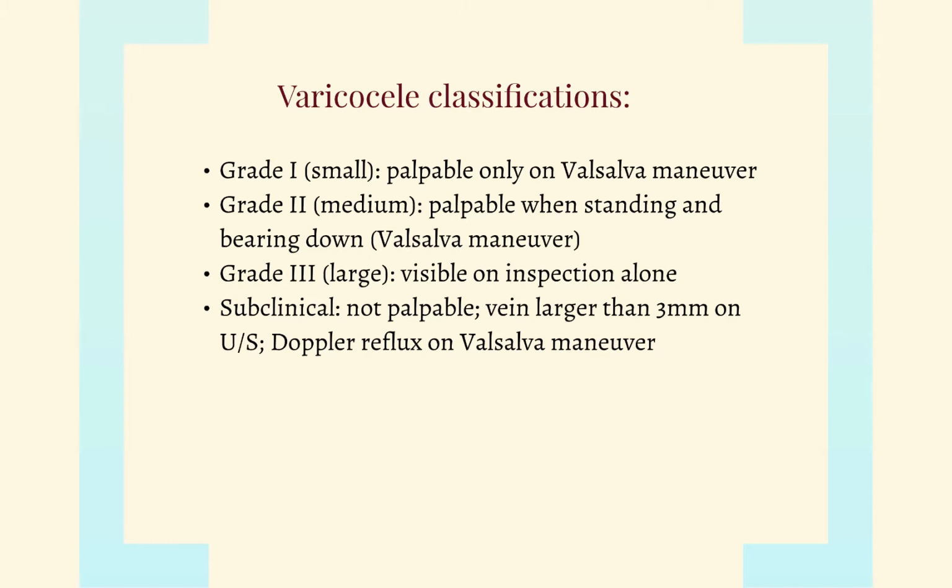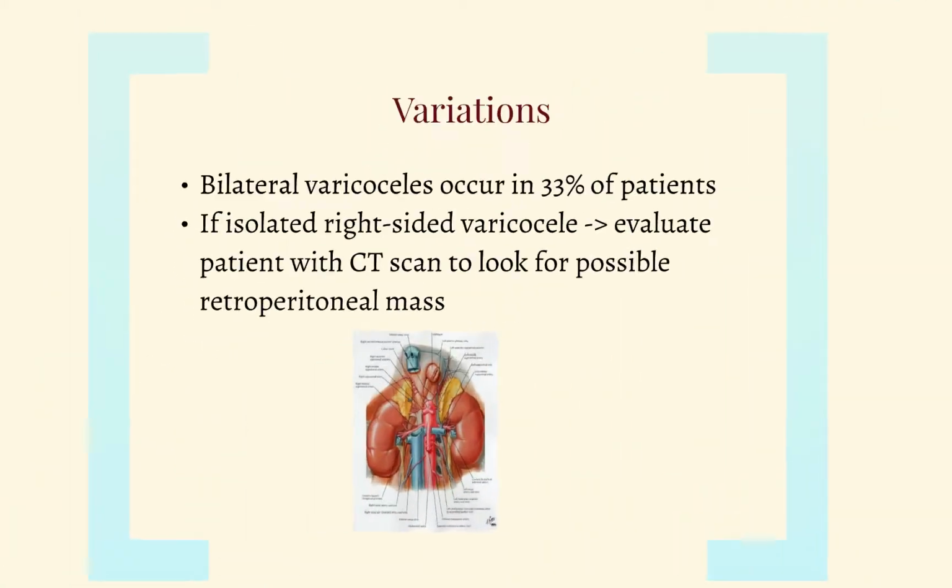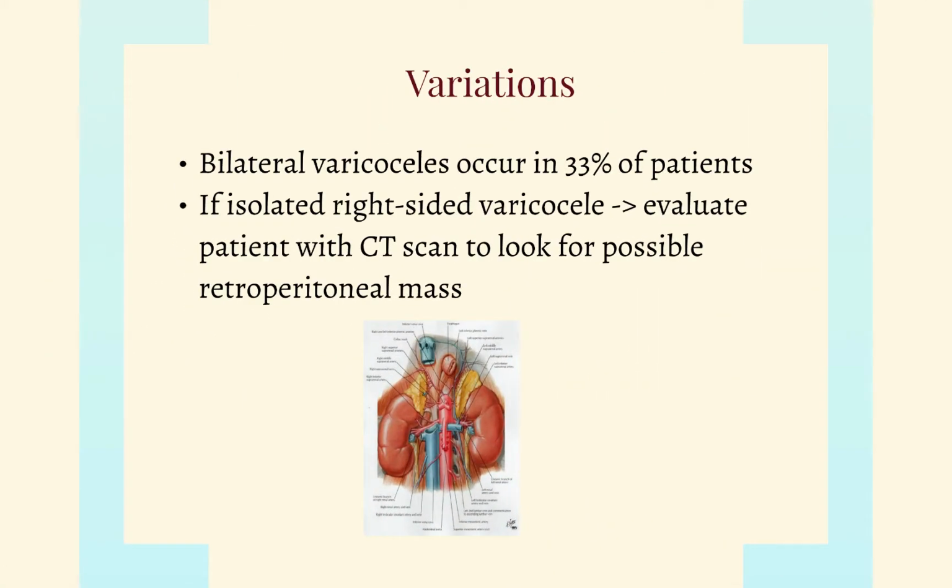The vein is larger than 3 mm on ultrasound, and there is Doppler reflux when the patient is asked to do the Valsalva maneuver. In terms of variation, watch out for bilateral varicoceles, which occur in a third of varicocele patients. As varicoceles are usually left-sided, look out for isolated right-sided varicoceles. Evaluate the patient with an abdominal CT scan to look for possible retroperitoneal masses like inferior vena cava obstructions, renal cell carcinoma with IVC thrombus, or right renal vein thrombosis with clot propagation down the IVC, among other causes.